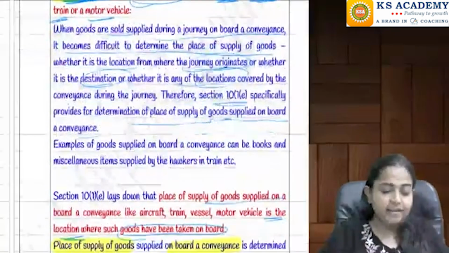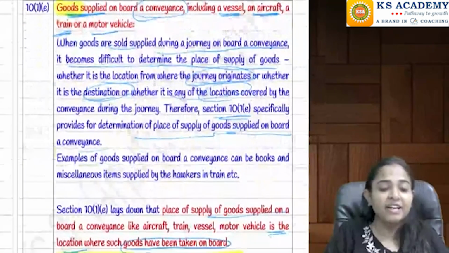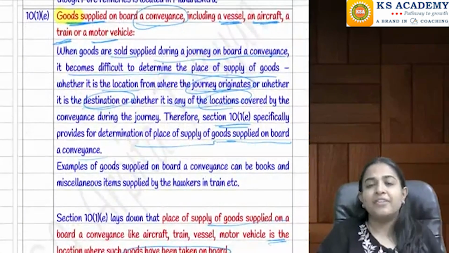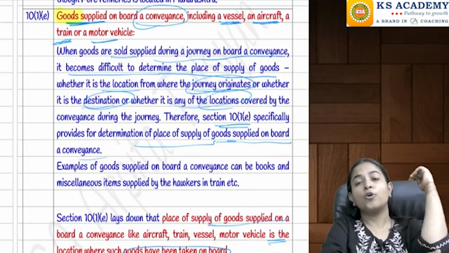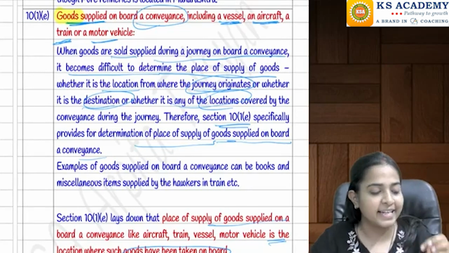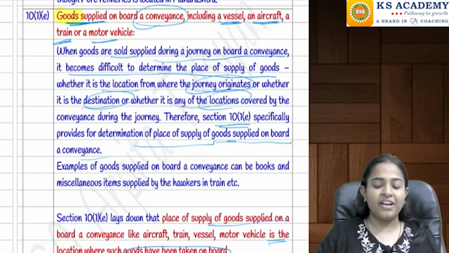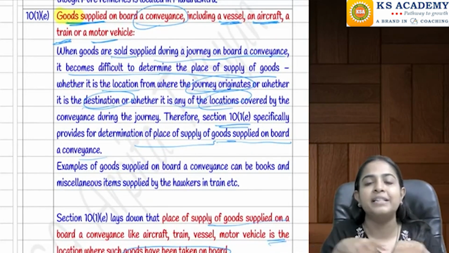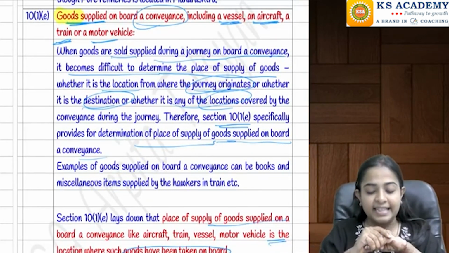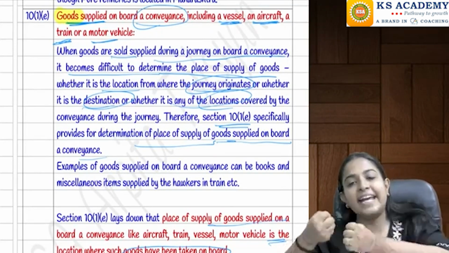Okay, then going on to the next section, that is section number 10.1e. What is section number 10.1e? 10.1e, very important, many times repeated in the question answers also. Goods supplied on board a conveyance including vessel, aircraft, ship, train, motor vehicle, etc. Whenever the goods are sold during a journey on any of these conveyances, then in that case the place of supply will be the place where the goods have been taken on board.